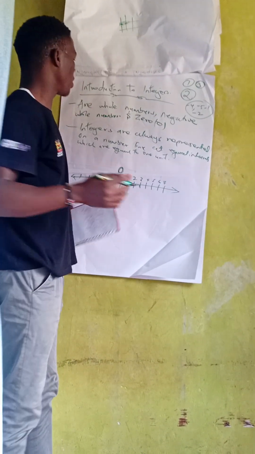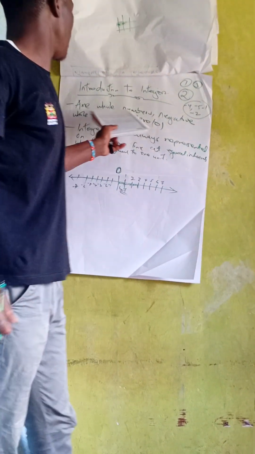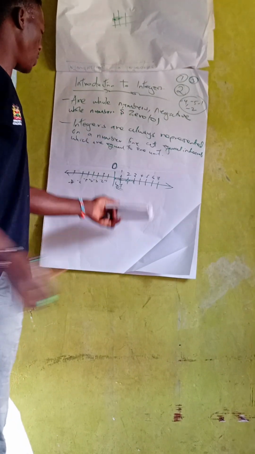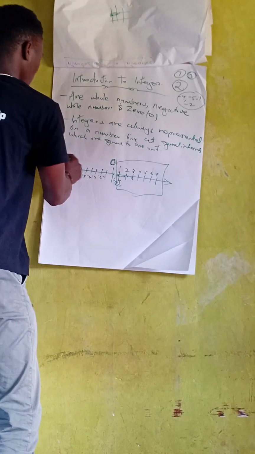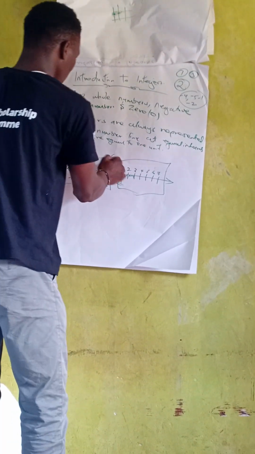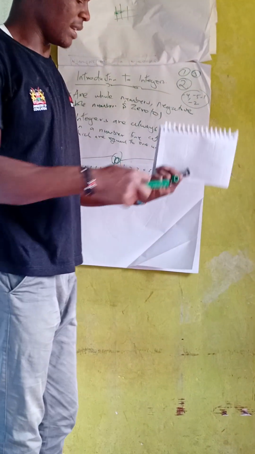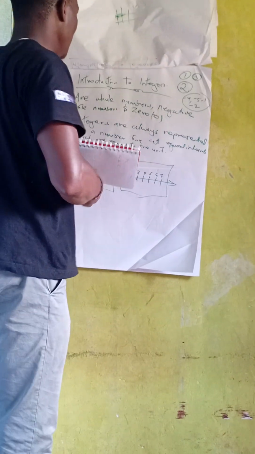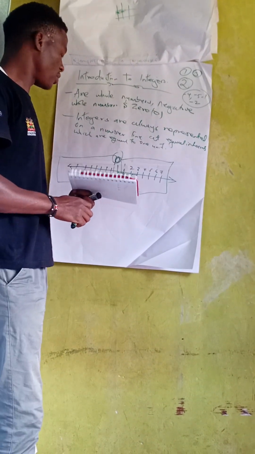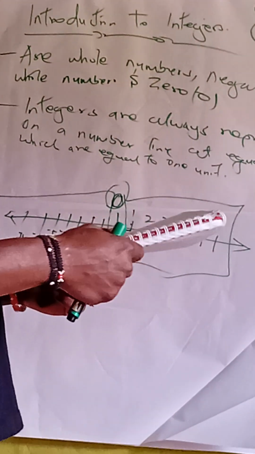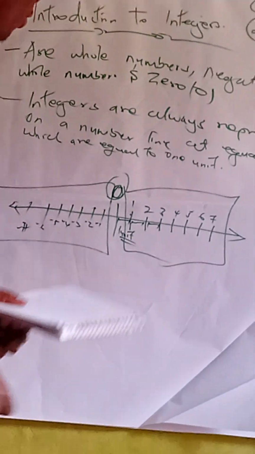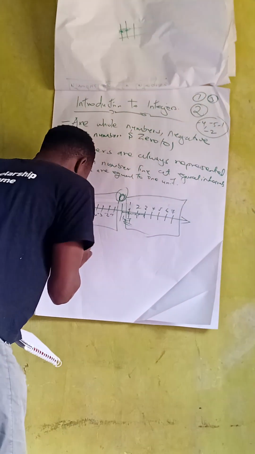So this is what we call integers: positive whole numbers on this side, negative whole numbers on the other side, and this is the 0. The number line itself has defined what integers are. For that reason, let's continue to the next bit, the operations of integers.